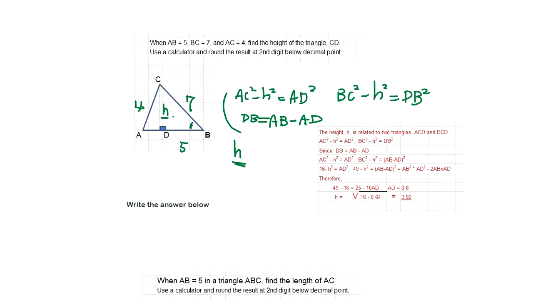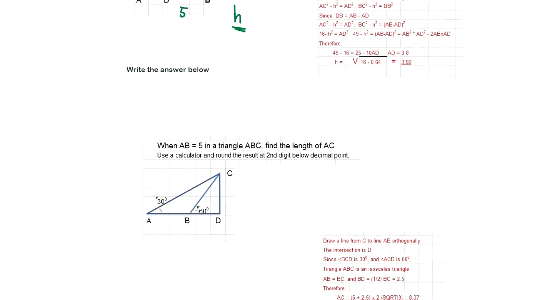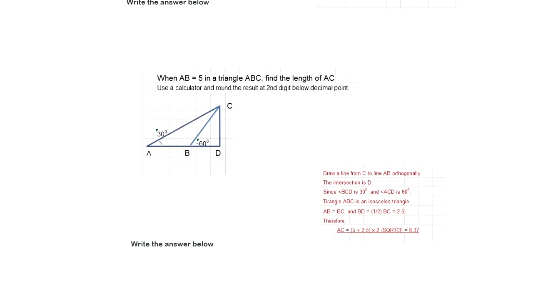Okay, use a paper and pencil, practice this. You can stop the video while you're practicing. When AB is 5, and find the length of AC. What is the length of AC?